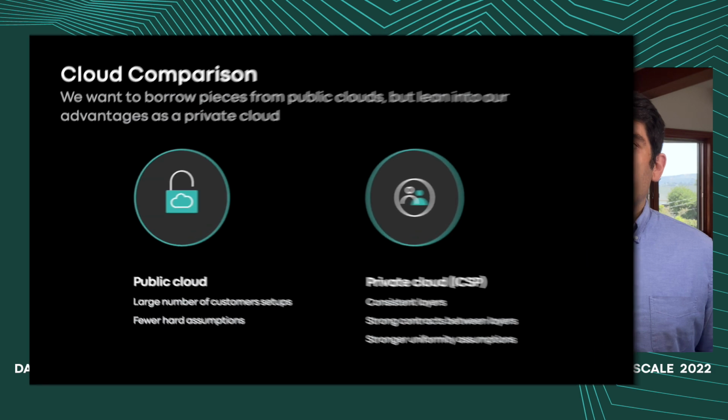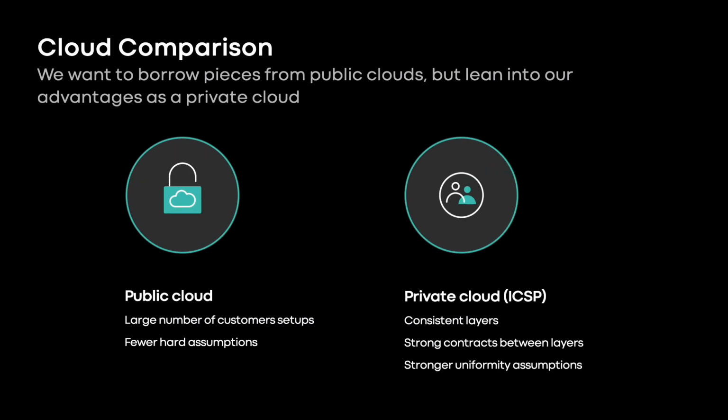Finally, I want to talk about how the design of ICSP differs because it's being done in a private cloud environment. So you may see similarities with ICSP and other open source technologies in public clouds like Kubernetes or Terraform, and we think these technologies are great and we take a lot of inspiration. However, there are some fundamental differences about what we're optimizing for.